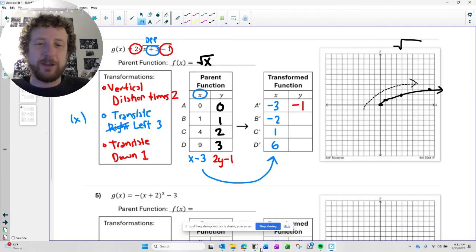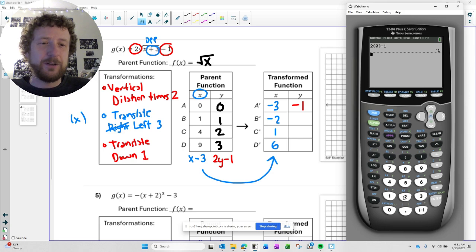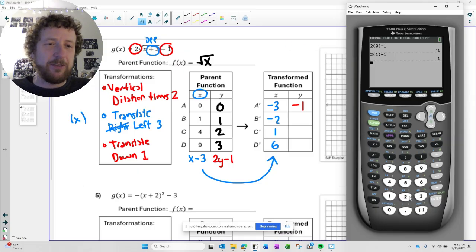I can keep doing this. I'll go for the next one, 2 times 1 minus 1. I am doing 2 times my y coordinate, and then I minus 1, and I get positive 1. And let me just continue that on the calculator here so you can see all of them. 2 times 2, 2 times 2 minus 1. Let's actually put the 2 in.